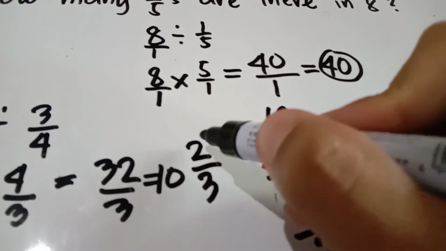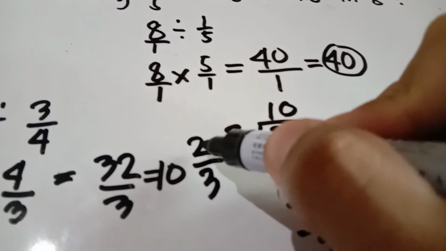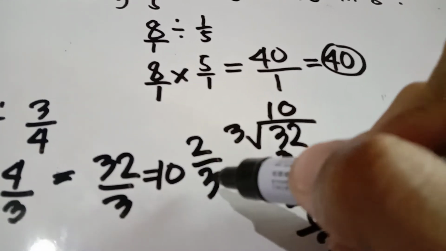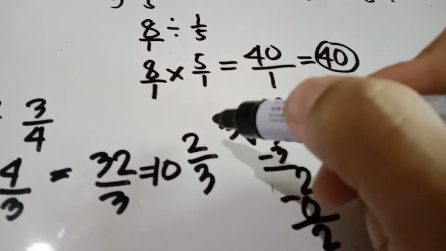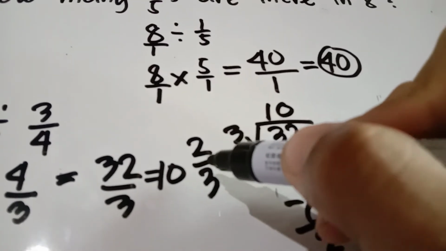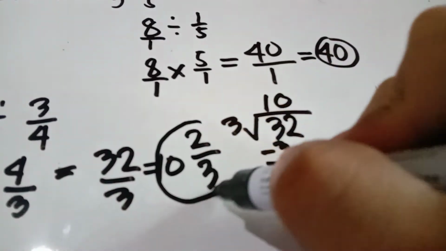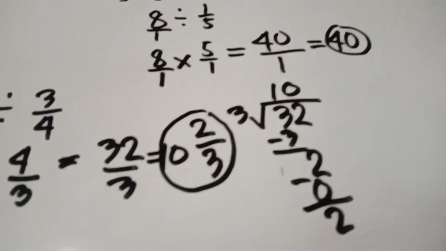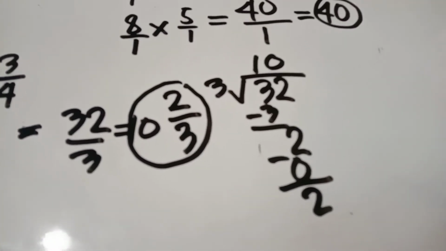Paano nalaman na 1 yung GCF ng 2/3? Factors of 2 are 2 times 1. The factors of 3 are 3 and 1. 3 times 1. So, yung common factor doon is 1. So, that is our GCF. So, meaning 2/3 is in lowest term. So, this is now the answer. 10 and 2/3. The quotient of 8 and 3/4.